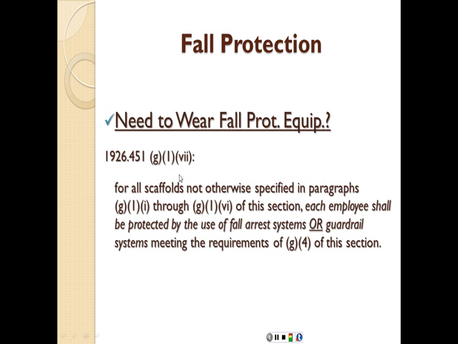The clause in the code here says, for all scaffolds not otherwise specified in paragraphs G1I through G16 of this section, each employee shall be protected by the use of fall arrest system or guardrail systems meeting the requirements of G4 of this section. PFAS is not needed if other fall protection is provided.